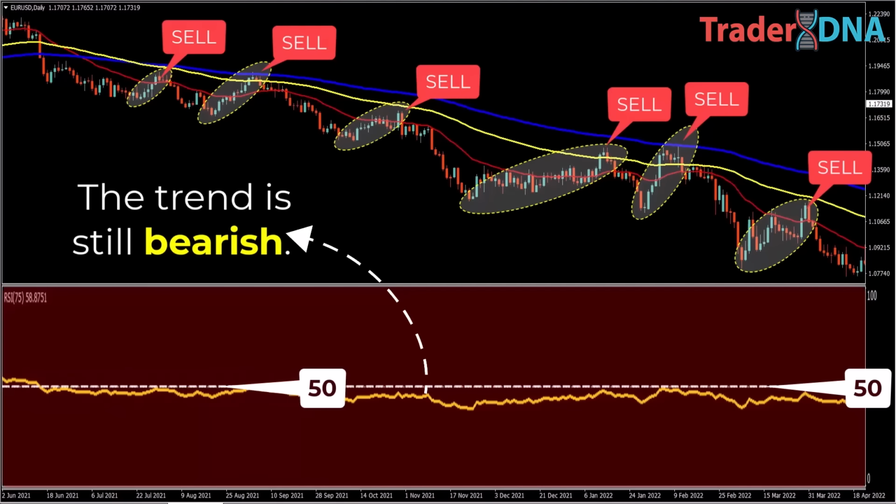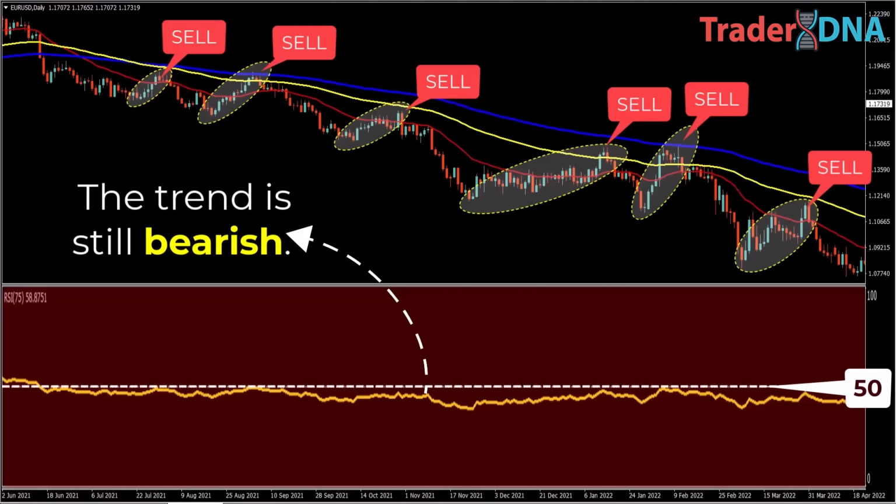And that line, level 50, is your battlefield. It's the neutral zone. It's the difference between fighting with the trend or getting crushed by it. You don't need complicated math. You don't need 10 extra indicators. Just check. Is the RSI above 50 or below 50?